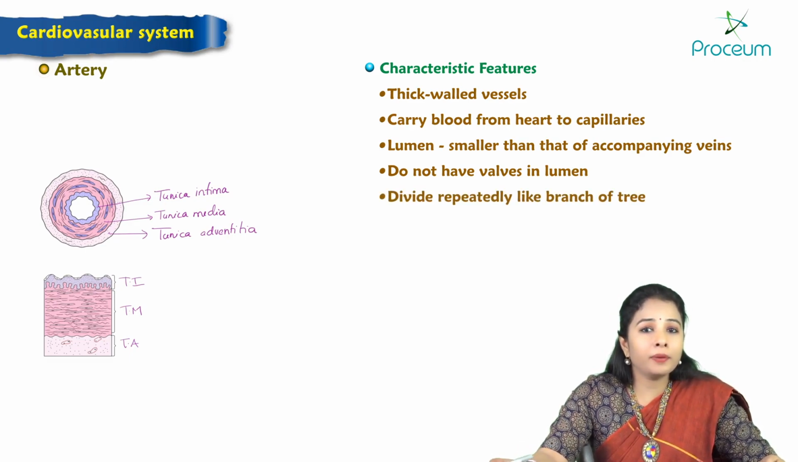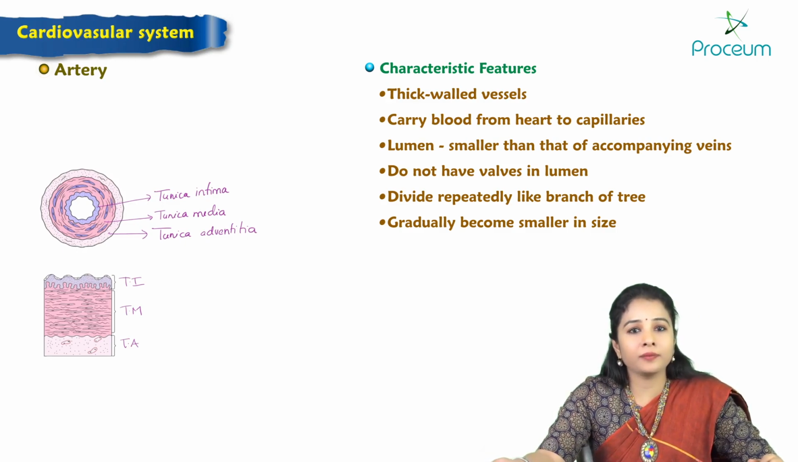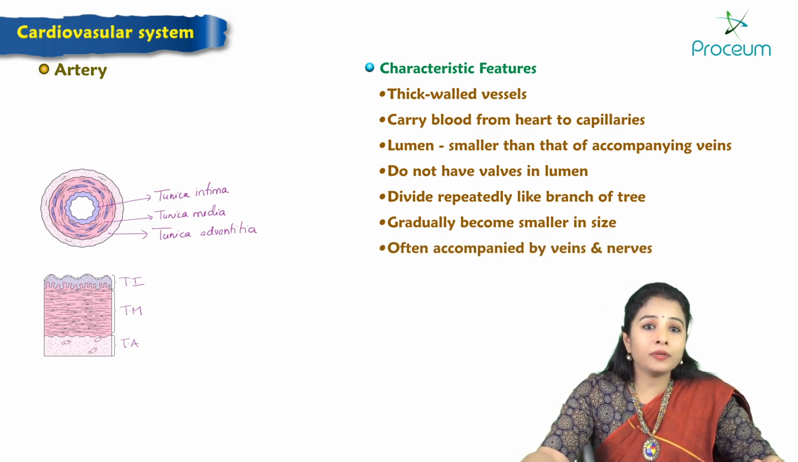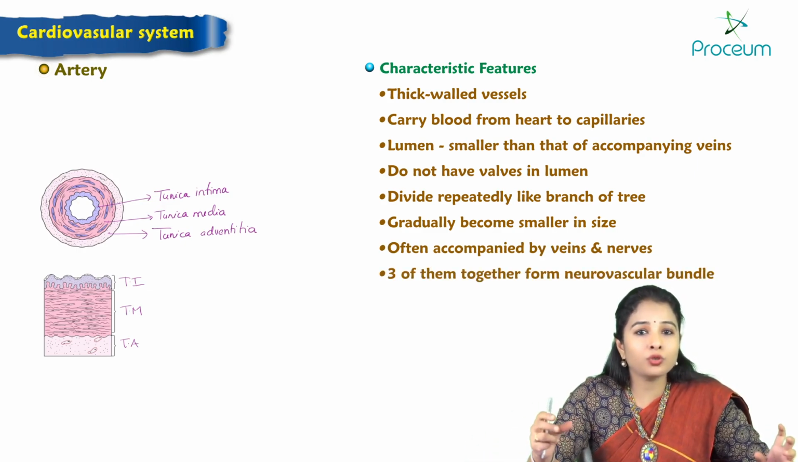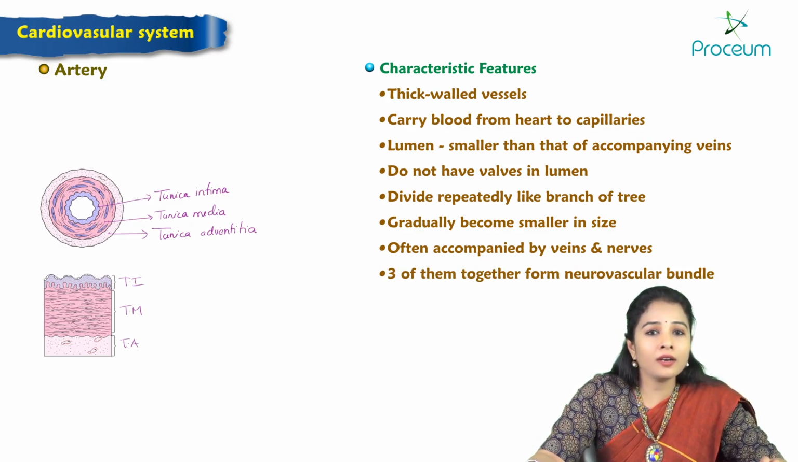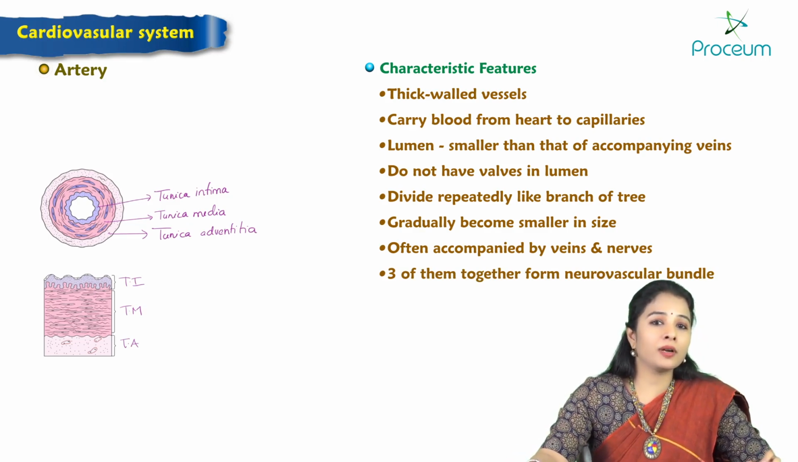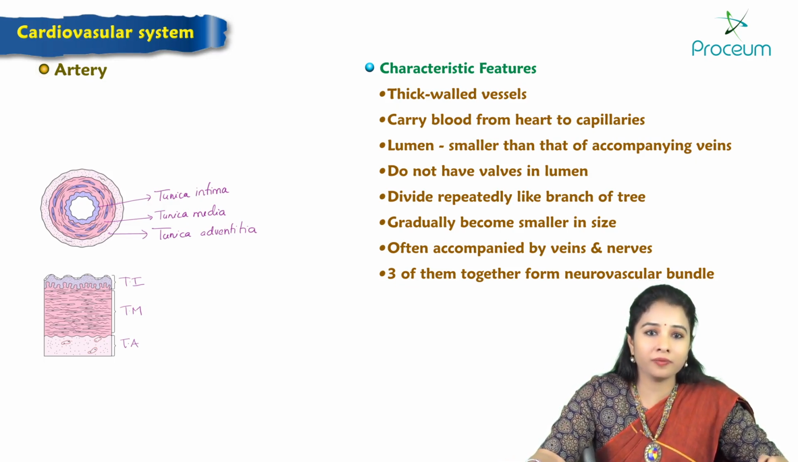They divide repeatedly like the branching of a tree and they gradually become smaller in size. So as they divide, the arteries reduce in their diameter. They are often accompanied by veins and nerves, which together form a bundle called the neurovascular bundle. The neurovascular bundle usually contains arteries, veins and nerves supplying a particular region.